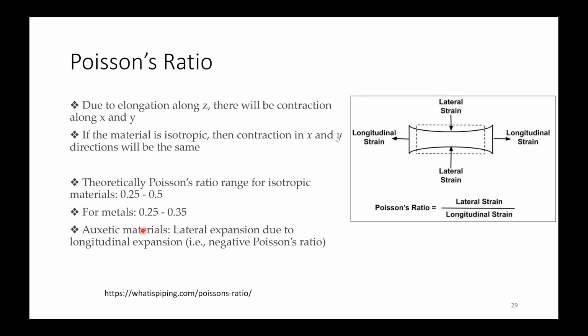In the case of auxetic materials, lateral expansion occurs due to longitudinal expansion, and they show negative Poisson's ratio. Now this is how your material looks if we are pulling it in this direction, and the initial shape is with the dashed line, so lateral strain will be in this direction, and Poisson's ratio can be written as lateral strain divided by longitudinal strain.